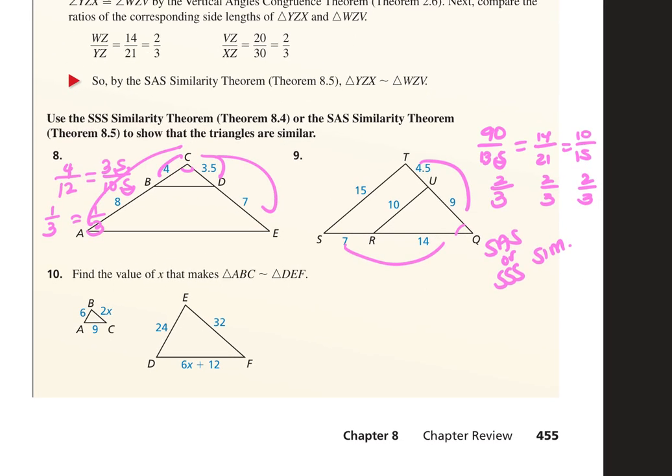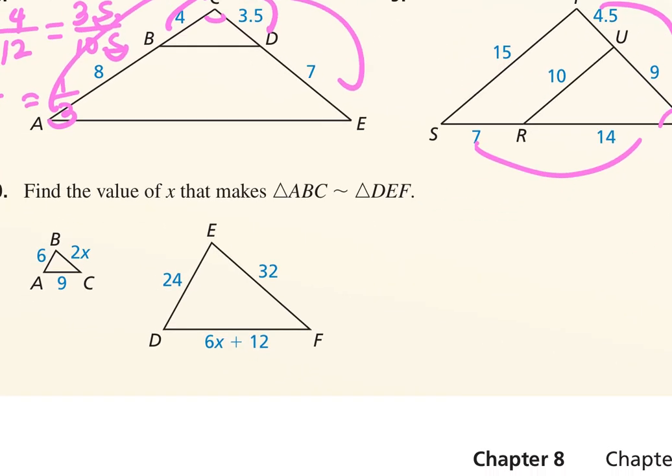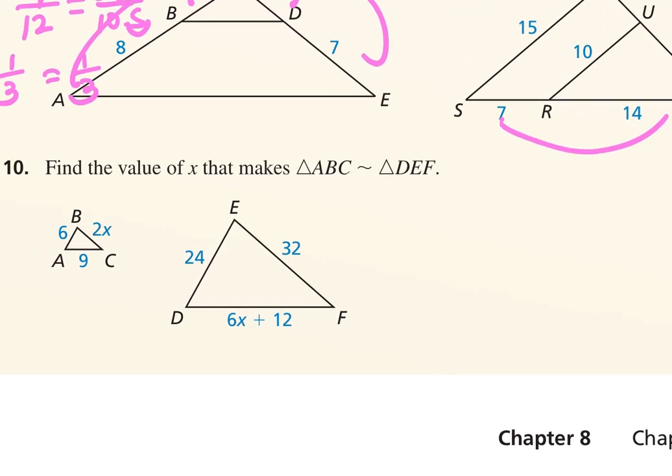All right, number 10 says find the value of x that makes triangle ABC similar to DEF. So in order for these triangles to be similar, and we know nothing about their angles, all three sides would have to be proportional. So AB, which is the first two letters, would match DE. 6 over 24, or 1/4, would be the scale factor of the small to the large.